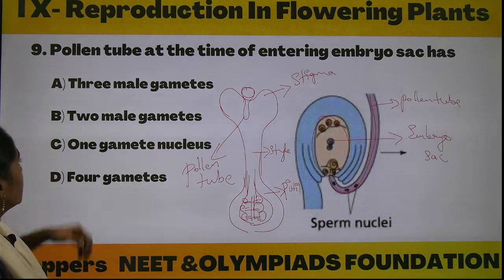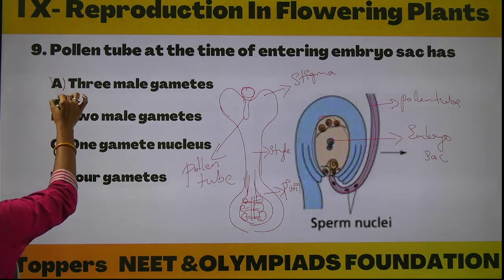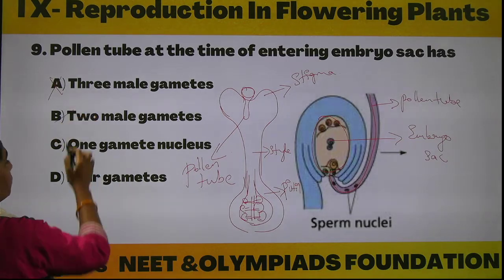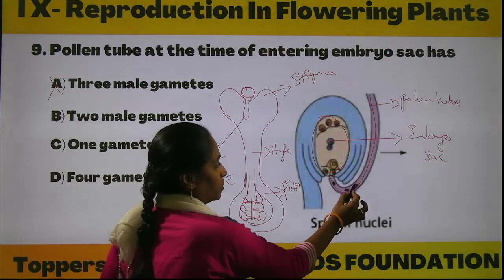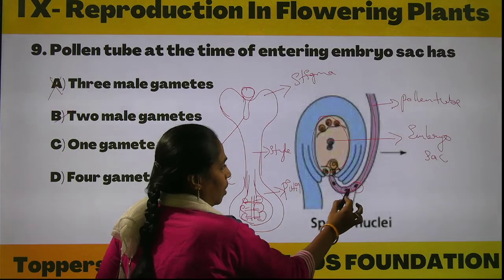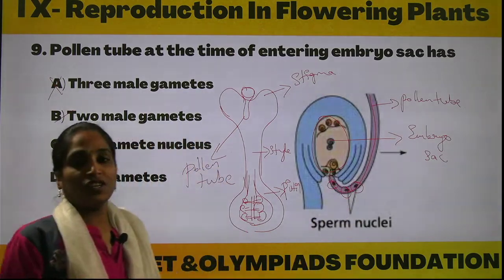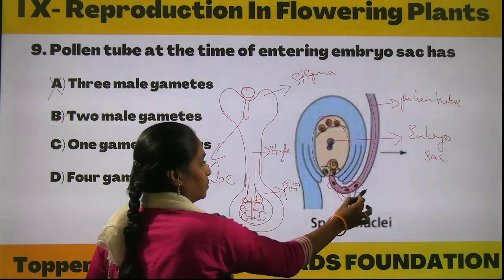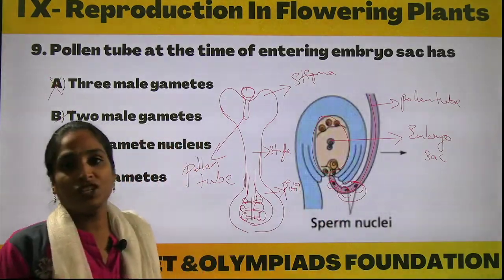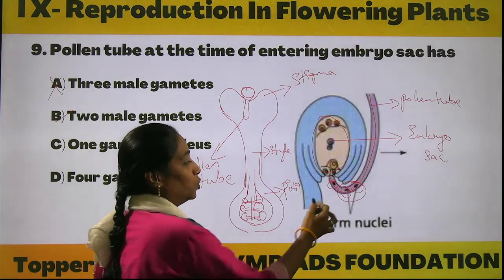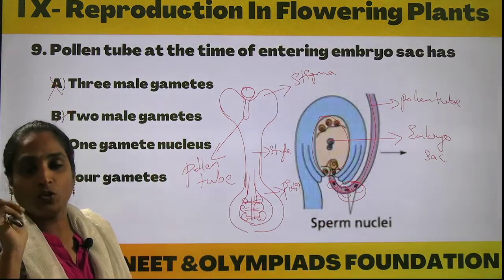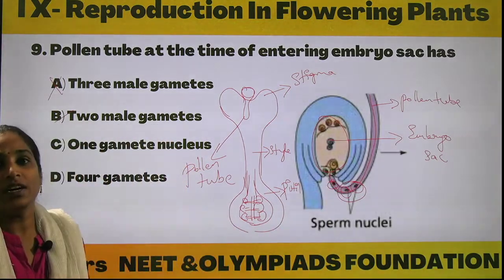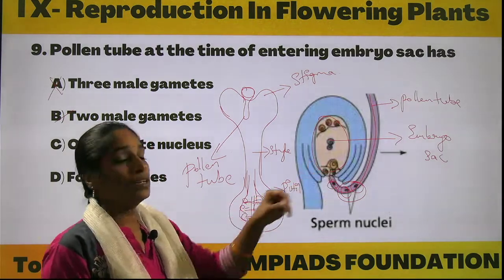So what is the correct option? 3 male gametes is a wrong option. Why? Because we can observe 2 male gametes here. One is the generative cell and one more is the vegetative cell. During the traveling process, the generative cell will divide into 2 sperms. The 2 nuclei present in each sperm will enter and fuse with the egg cell present inside the embryo sac.